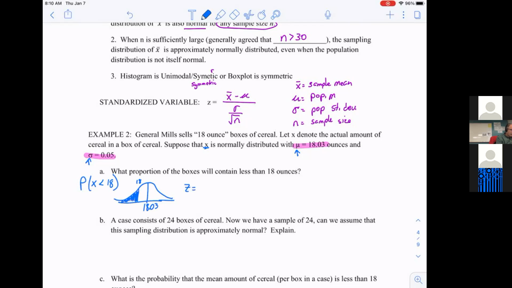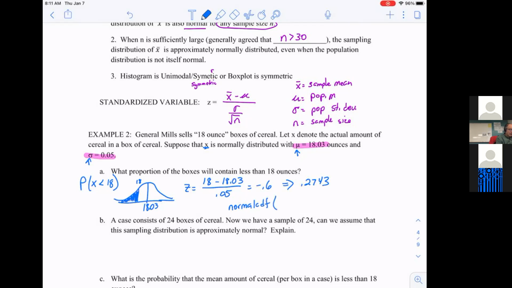If we're going to do this, 18 is the observed value, 18.03 is the expected value, and we divide by the standard deviation, which is 0.05. That gives us a negative 0.6. Then if we went to my table and looked that up, that's going to be 0.2743.